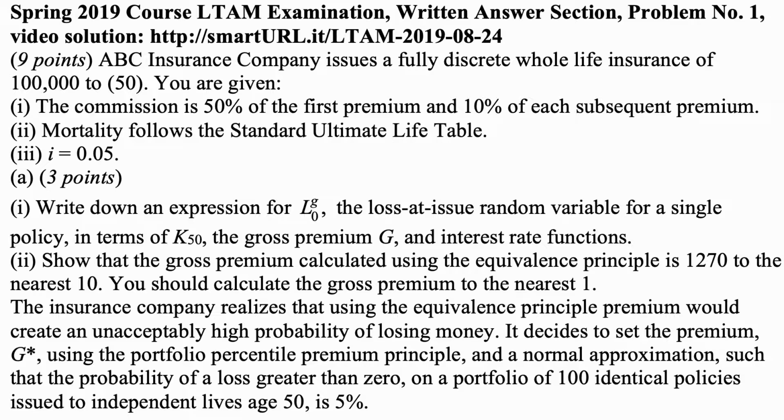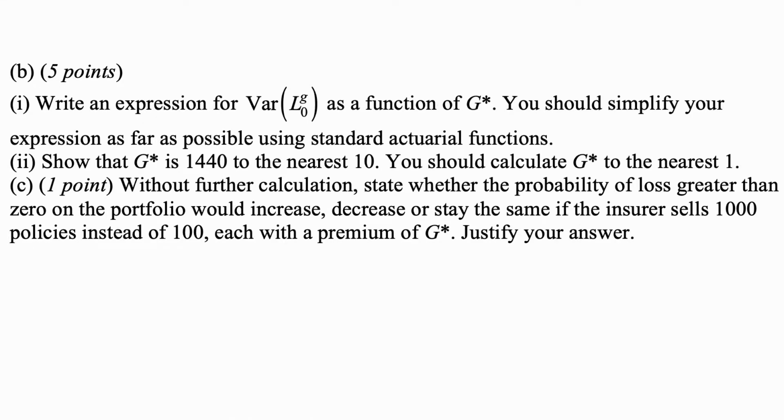For the later part, we now have the situation that the insurance company realizes that using the equivalence principle premium would create an unacceptably high probability of losing money. It decides to set the premium G star using the portfolio percentile premium principle and a normal approximation, such that the probability of a loss greater than 0 on a portfolio of 100 identical policies issued to independent lives age 50 is 5%.